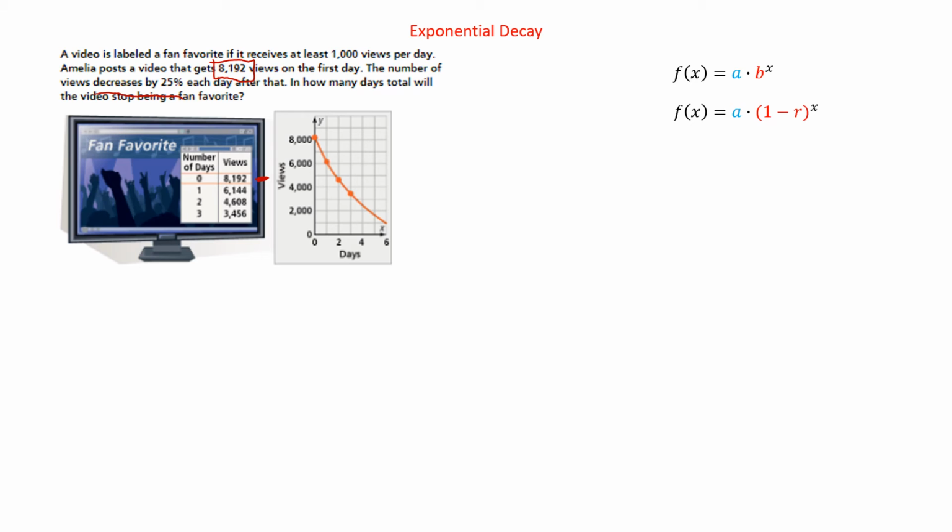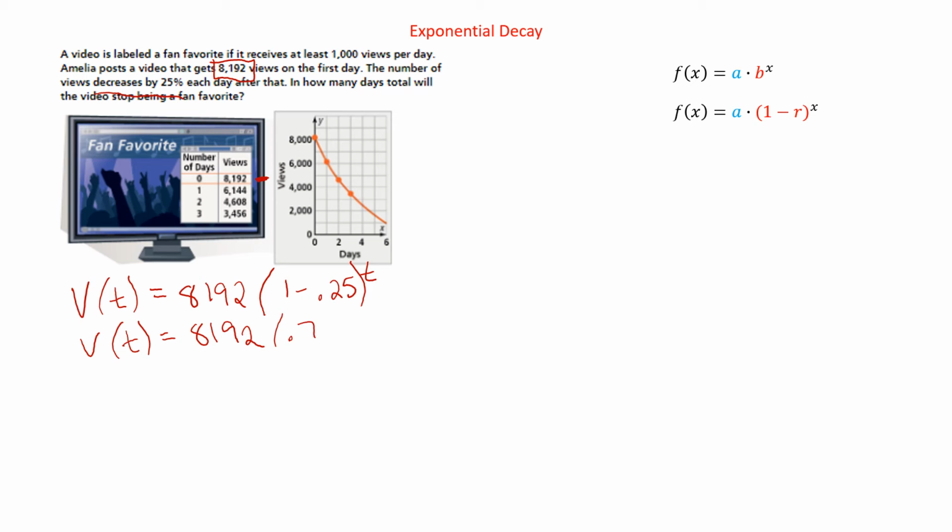So filling this one out, the number of views, we go V of time t, is going to equal the initial amount, 8,192, times 1 minus 0.25 to the t. So V of t equals 8,192 times 0.75 to the t. Now it's asking how many days total will the video stop being a fan favorite. So how many until it falls below that 1,000 views?